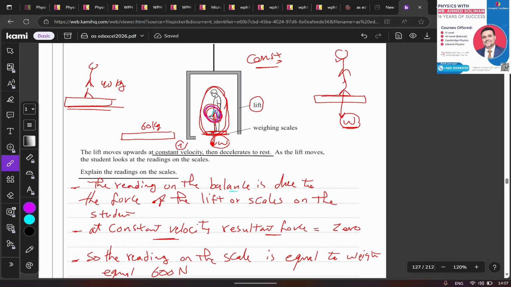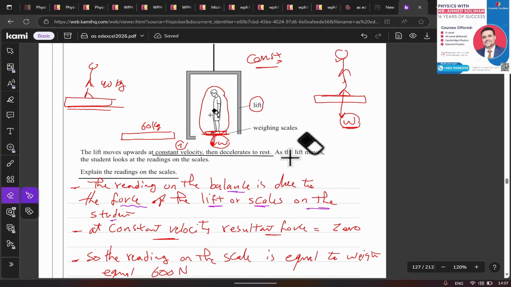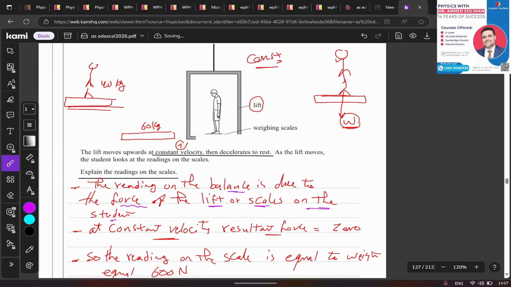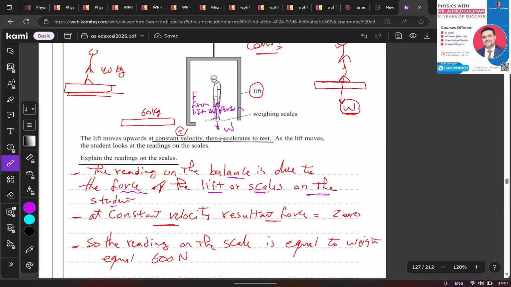So now let's read again. The reading on the balance is due to what? The force of the lift or the scale on the student, which is upward. So I can write weight and force from the lift to the person. And we have two different actions.